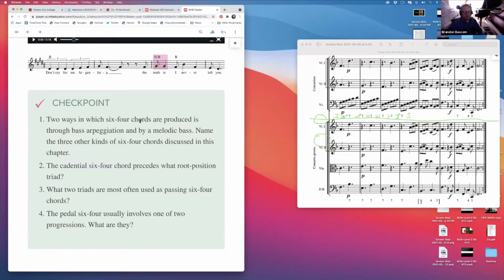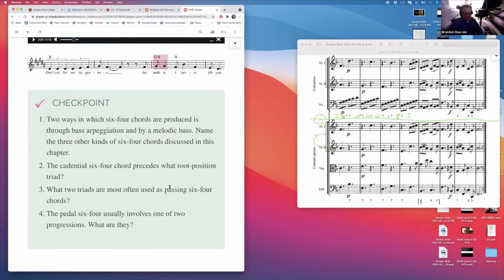Two ways in which 6/4 chords are produced are through bass arpeggiation and by a melodic bass. Name the 3 other kinds of 6/4 chords discussed in this chapter. Passing. Cadential. Pedal point. Pedal. Good. The cadential 6/4 chord precedes what root position triad? The 5. Good. Root 5. Yep.